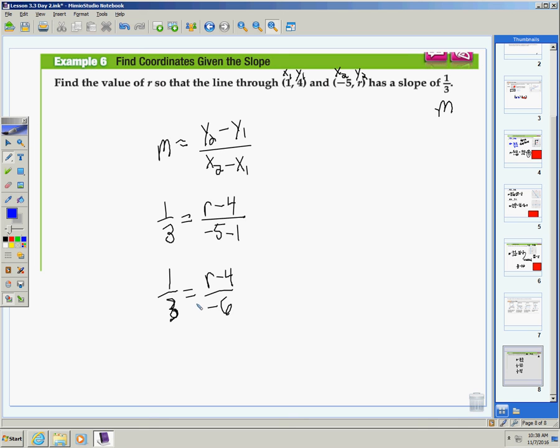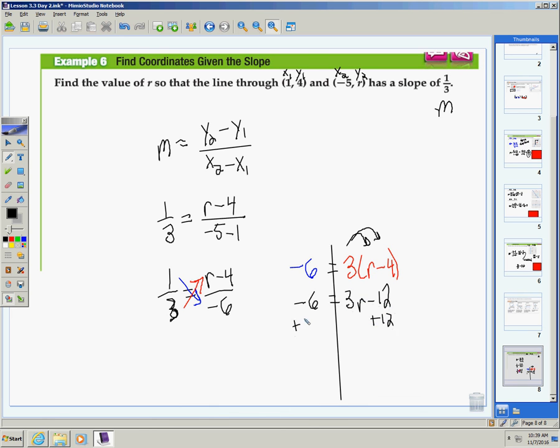here. We're going to cross multiply, and we're going to take those two things, make sure to distribute for this r minus 4, and we're going to set them equal. Now we've got an equation to solve. I'm going to start out by distributing. Negative 6 equals 3r minus 12. I'm going to add 12 to each side. 6 equals 3r. Divide each side by 3, and I find out that r is 2.